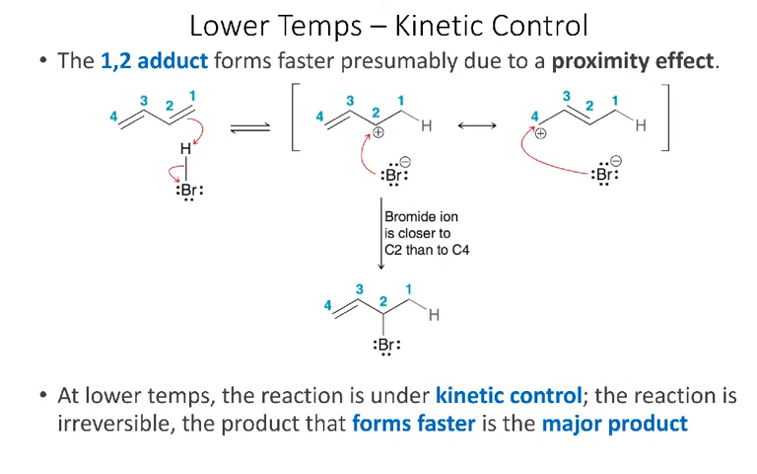And so at lower temperatures, where we are less likely to form an equilibrium, once we form the products, they're done, because there isn't enough energy for that bromine to pop off and go back and form that carbocation intermediate. So lower temperatures favor the product that you're going to form more quickly. So let's look at an alternate explanation besides this proximity effect.